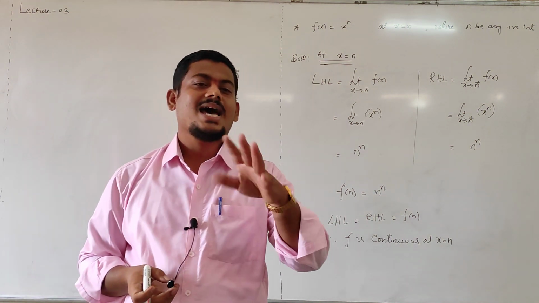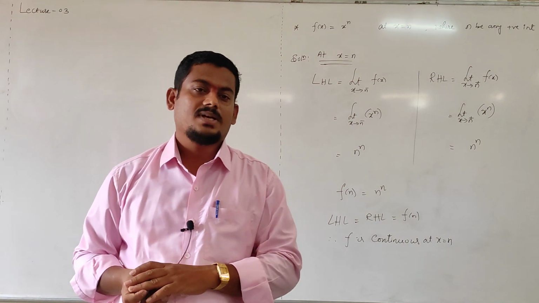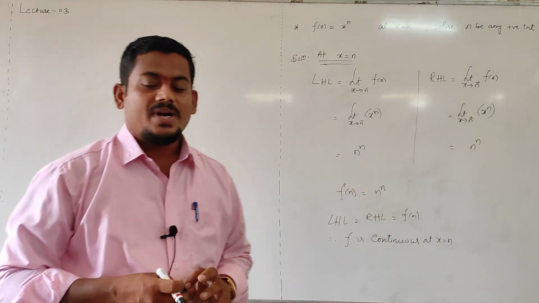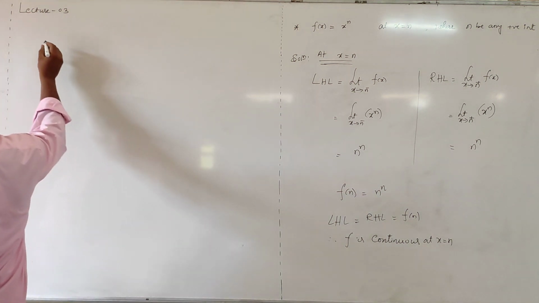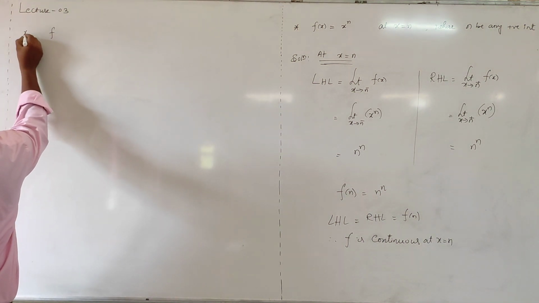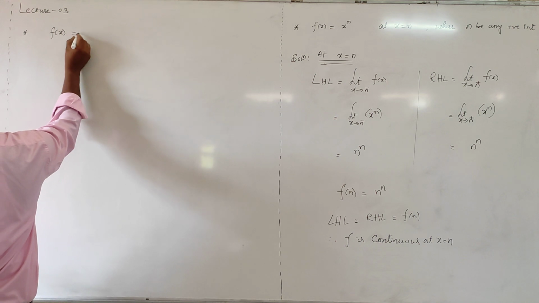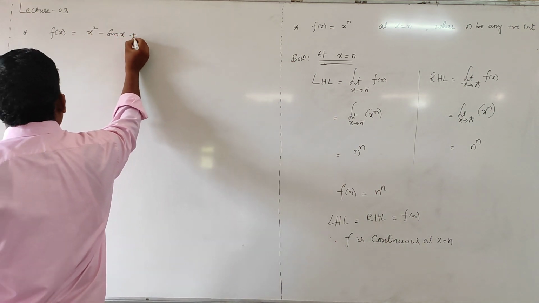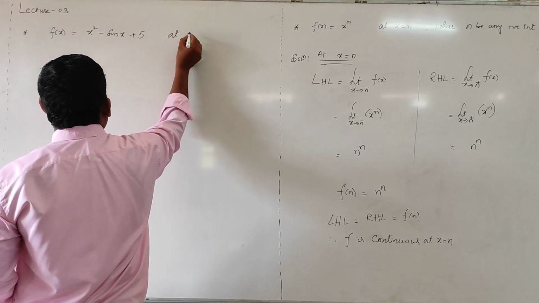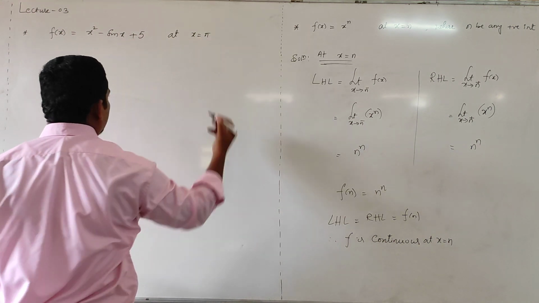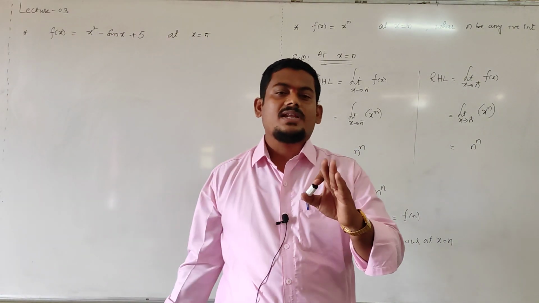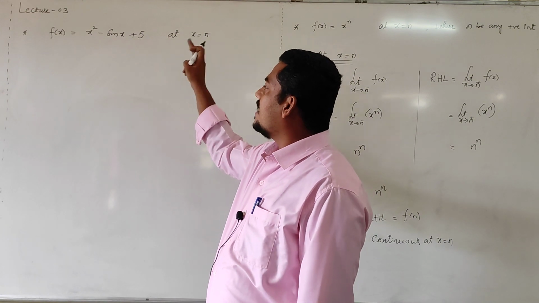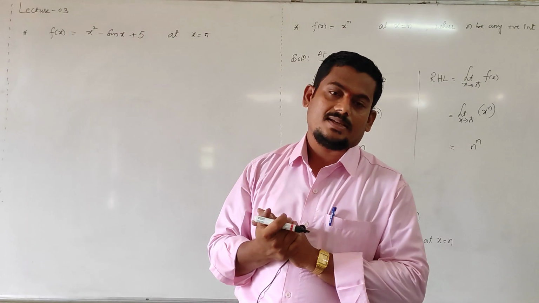Next, check whether the function is continuous, or test the continuity of the function. Check the continuity of the function f of x equal to x square minus sin x plus 5 at x equal to pi.